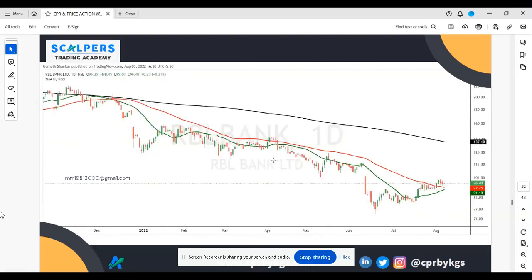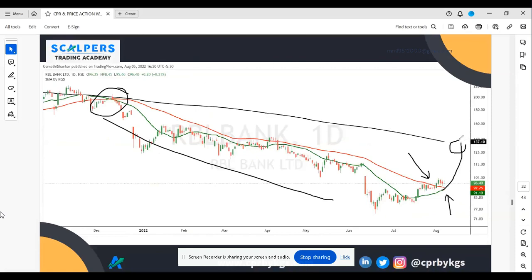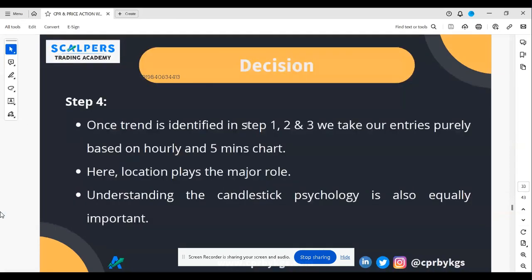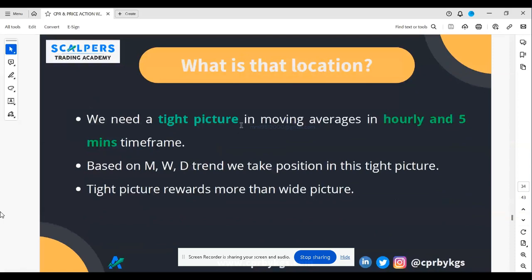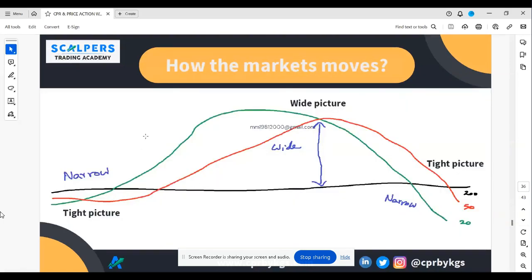Right? So again, RBL Bank. Clear? It is getting energy from 200 and then a downtrend. Now 20-50 is broken. Hereafter, if 20-50 is acting as a support, then it will go towards 200. So this is what I was talking about.